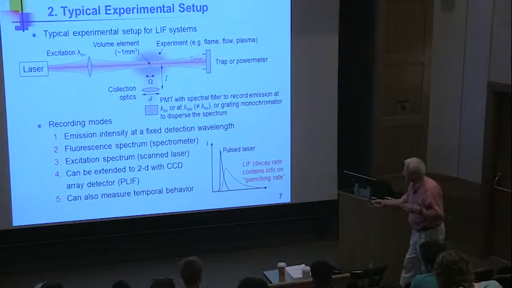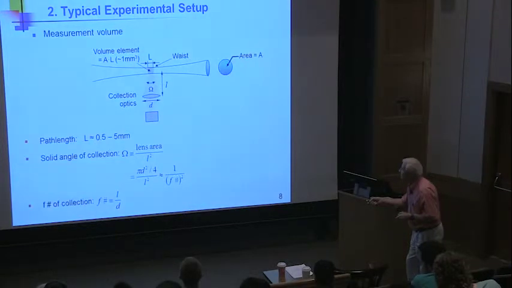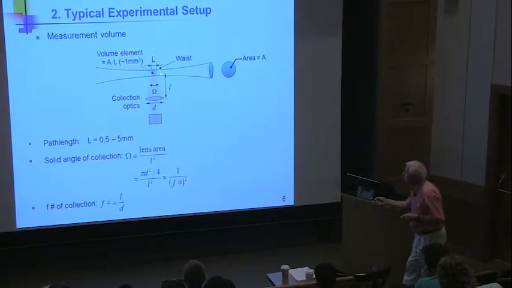So there's a lot of possibilities here. Changing the excitation wavelength, changing the detection wavelength, pulsed lasers, CW lasers, whether or not you want to measure transients. There's a lot of variations in laser-induced fluorescence.